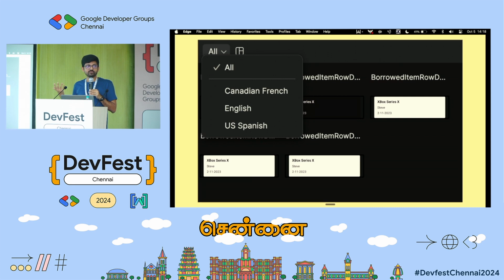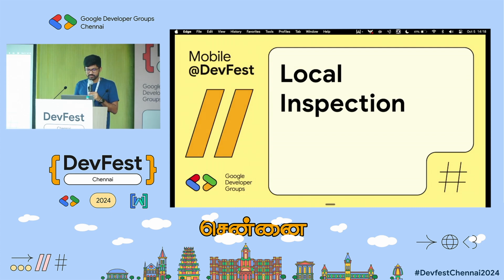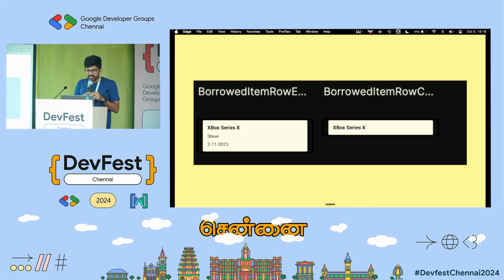Has anyone been using groups in their projects while using composables? Okay, great. Okay, local inspection. I'm guessing some would have been using local inspection. Okay, people do. Awesome.